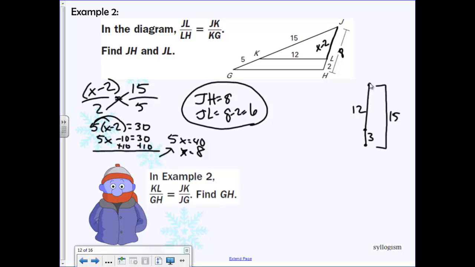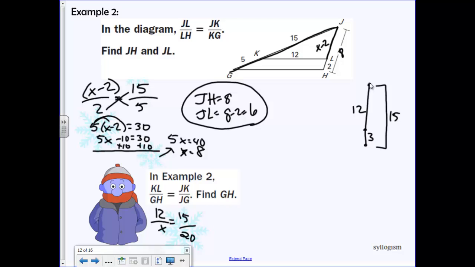How about this one? In the same example, now I know this, and I want to find GH. What's KL? 12. GH, well, that's what we're trying to find. So I call it X. JK, 15. And JG, 20. JG is the whole thing. So we go back to chapter 1. We do our segment addition. 15 plus 5 gives us 20.